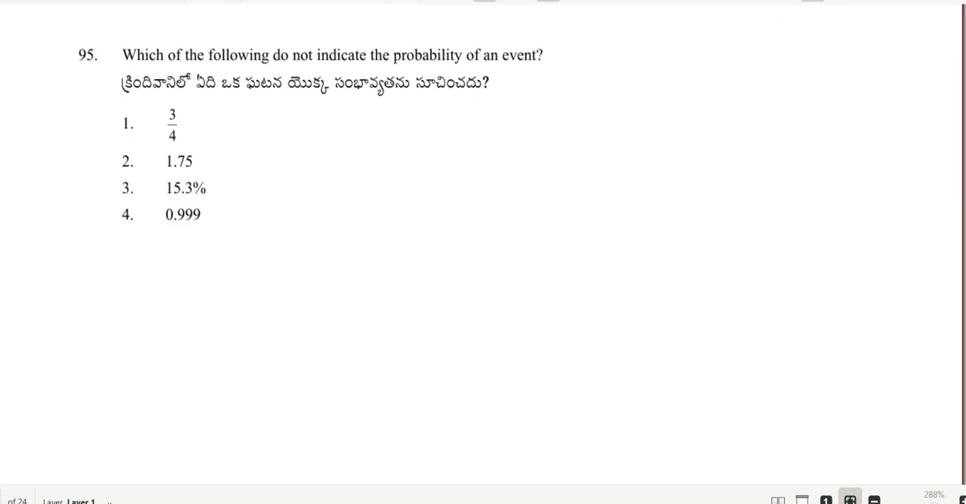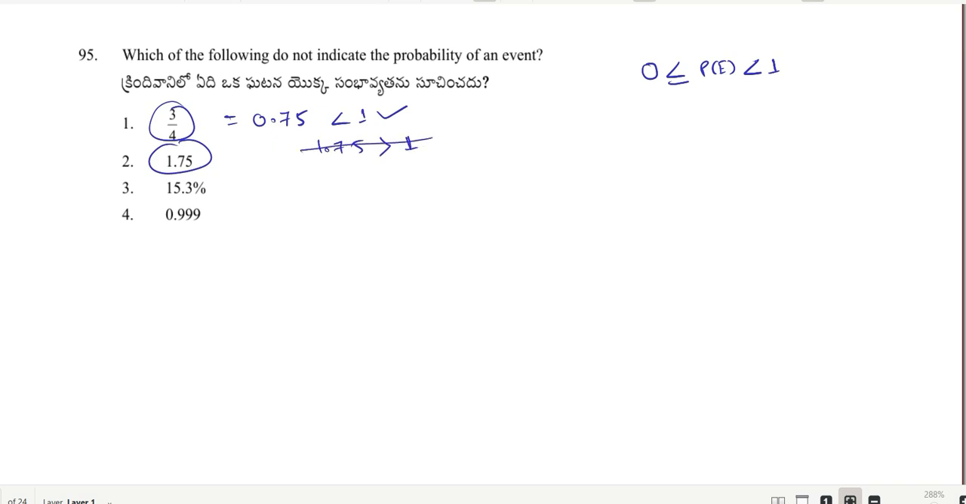Okay. So which of the following does not indicate the probability of an event? The probability of an event always lies between 0 and 1. The probability of an event is always greater than or equal to 0 and less than or equal to 1. That is the condition. Here 3 by 4 is 0.75, so it is less than 1. So there is a chance that the probability may be 3 by 4. And 1.75. 1.75 means what? Its value is greater than 1. So this option cannot be a probability. So the second option is the correct one.